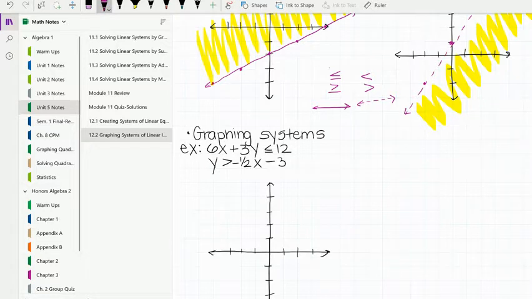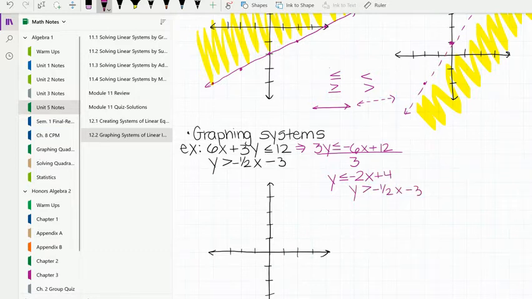Okay, so let's go ahead and start with this one. We're going to put this in y-intercept form, which means I'm going to subtract that 6x. So we'll have 3y is less than or equal to -6x plus 12. So I just subtracted the 6x. From there, I'm going to divide everything by 3. So I'd have y is less than or equal to, we have -6 divided by 3, which would be -2x. And then we have 12 divided by 3, which would be 4. So that's one of my lines. And then obviously the other line is already in slope-intercept form, so we don't have to do anything to it.